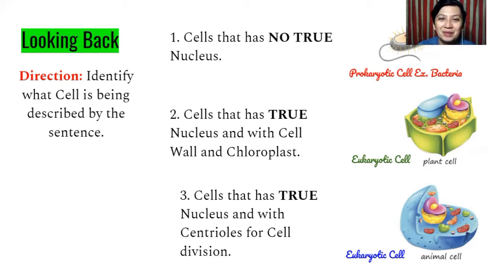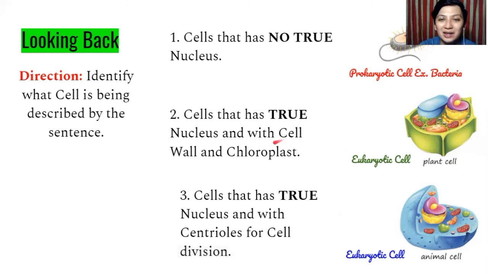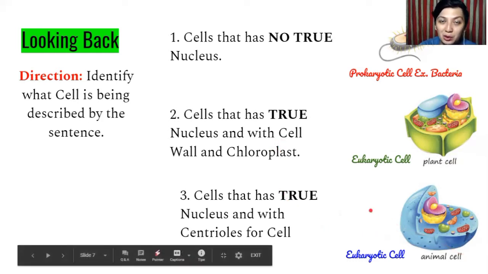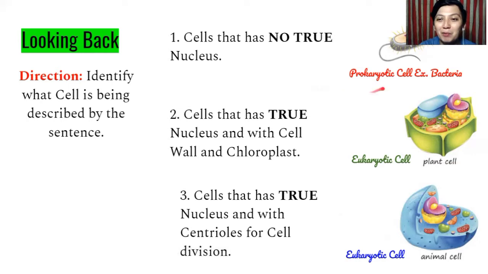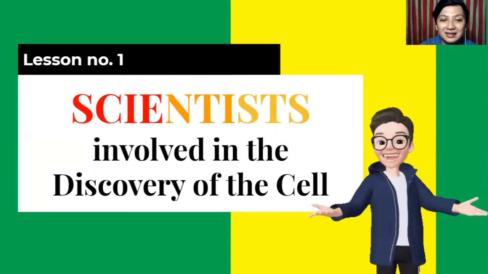Okay? So, has true nucleus, those are eukaryotic cells. So, we have plant cell with chloroplast and cell wall. Then, animal cell is also a eukaryotic cell with centrioles for cell division. And that has no true nucleus are prokaryotic cells. Examples are bacteria. Got it? Okay, so let's proceed to lesson number 1. We are going to discuss the scientists who are involved in the discovery of the cell.